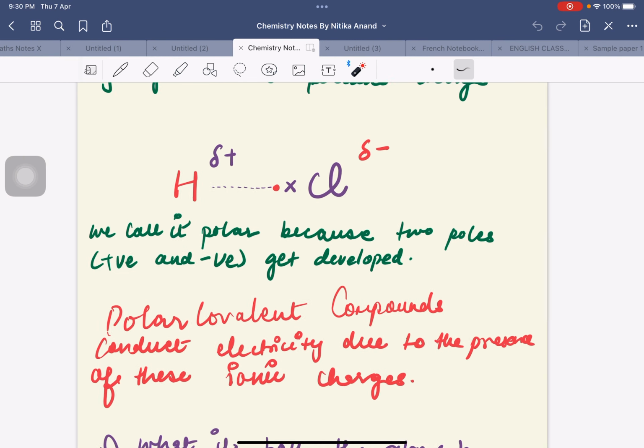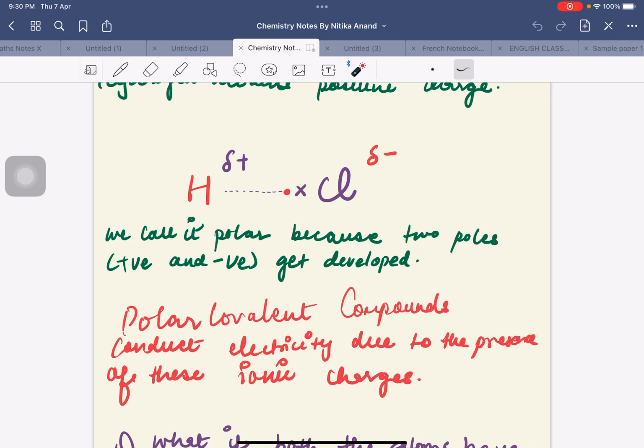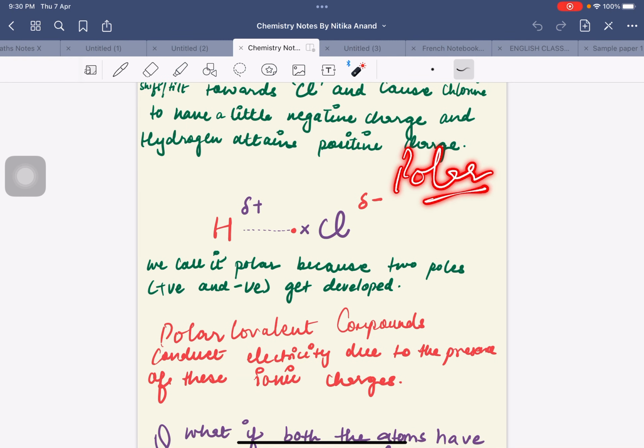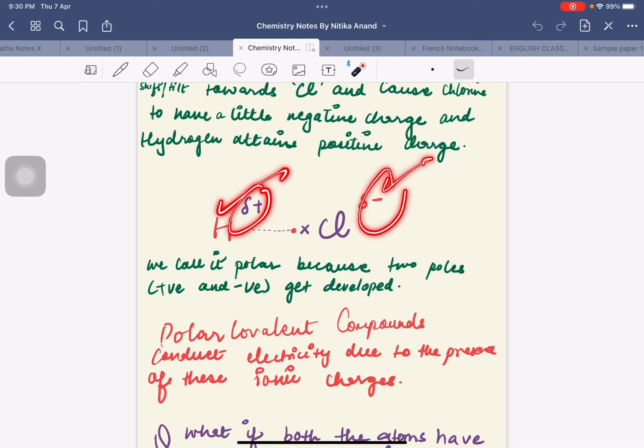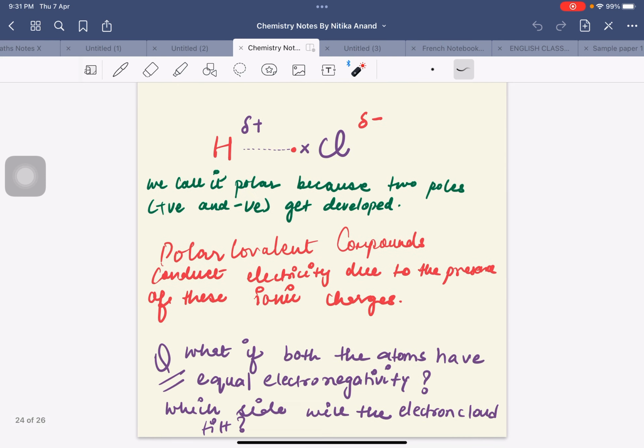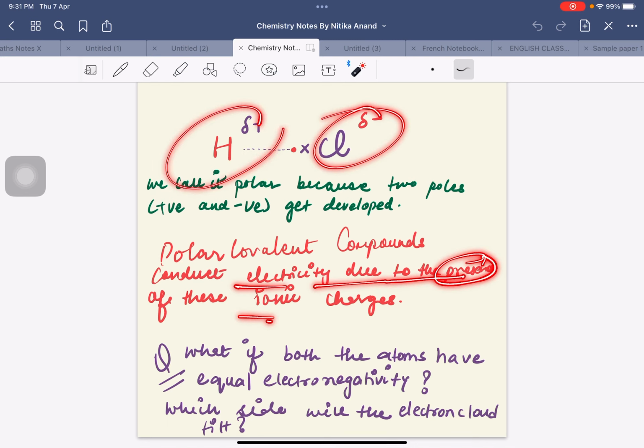We call it polar because two poles have been developed, a positive and a negative pole. So why do we call these compounds polar compounds? Because due to the higher electronegativity of one atom than another, the molecule attains two poles, a positive pole and a negative pole. Hence, it's called a polar covalent compound. And it's very obvious that they will conduct electricity because they have ions in them. So polar covalent compounds will conduct electricity due to the presence of these ionic charges in them.